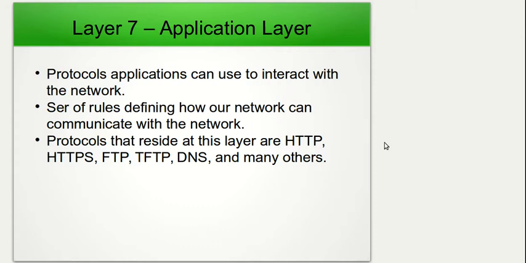So layer 7 is the application layer. The application layer defines protocols that software applications can use to interact with network devices. So it's essentially a set of rules defining how software applications can interact with network devices. When software developers make things like web browsers and file transfer applications, they don't have to be concerned with how those applications are going to interact with a web server or a file server. There are already protocols and rules which define how those applications can interact.